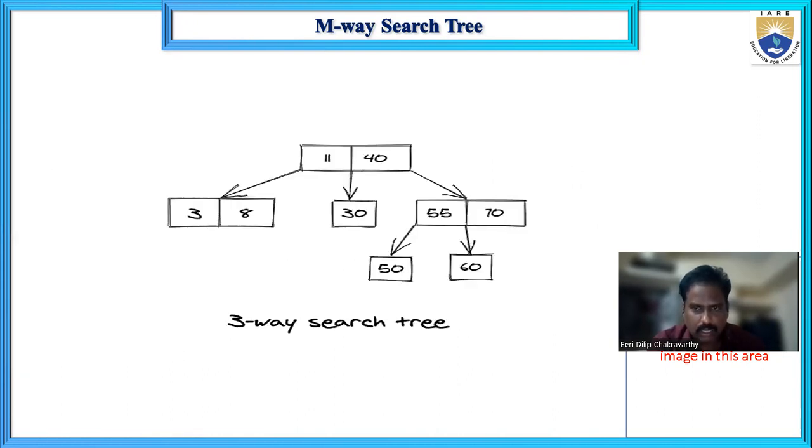This is another example of an M-way search tree where we are placing the elements. It is a three-way search tree. It has at most three children, and the key fields are 3 minus 1, that is 2. So 11 and 40 are the key fields. Left of 11, we place all the elements less than 11, and right of 40, all the elements greater than 40. In between, I am placing the elements which are between 11 and 40.